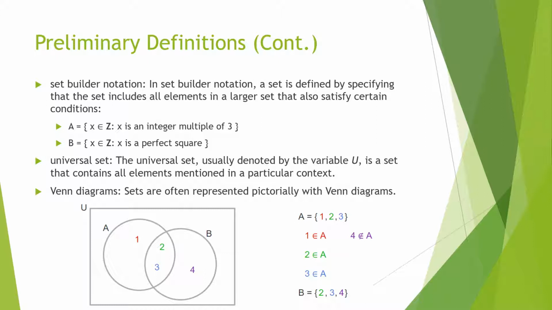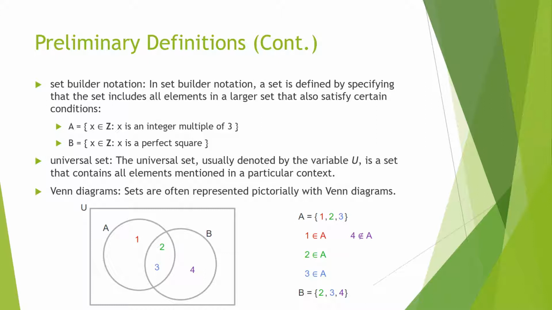Next, I'm going to show you another representation of a set, which we call a Venn diagram. In order to understand the Venn diagram, we need to know what a universal set is. The universal set, usually denoted by capital U, is a set that contains all elements mentioned in a particular context. For example, if you are talking about integers, U would be the set of all integers. Or if you are talking about all numbers, both integers and rational and irrational numbers, then U can be set to R, the set of all real numbers.